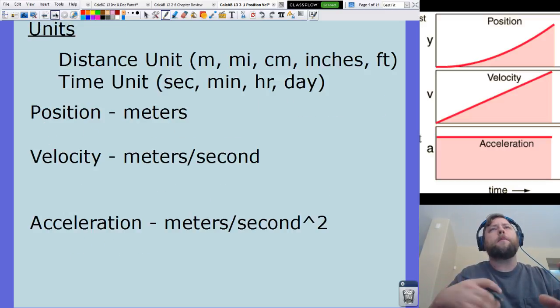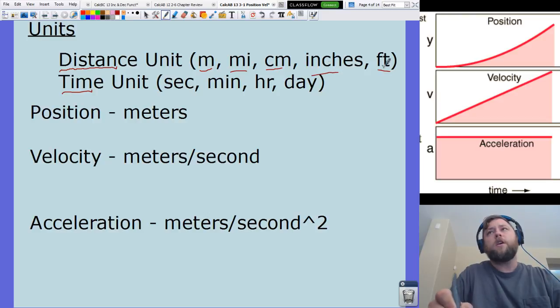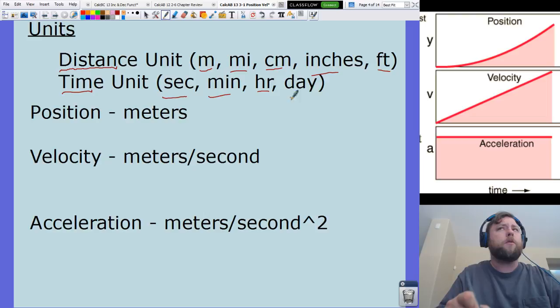So a little bit about what units we're talking about: position, velocity, acceleration. So there's always a distance unit and a time unit. So distance could be meters, miles, centimeters, inches, feet, whatever kind of distance. In time, we talk about seconds, minutes, hours, days, any kind of measurement of time.